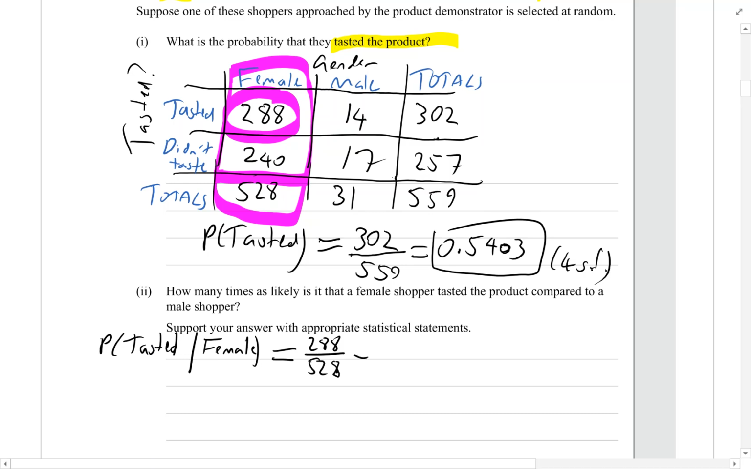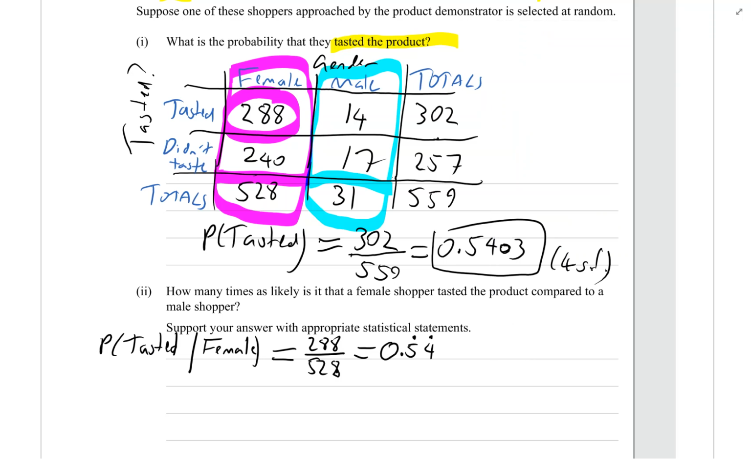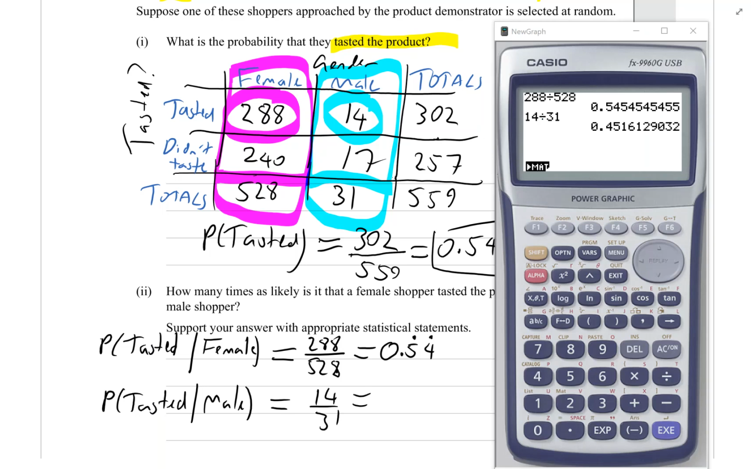which equals 0.54 recurring, around 55%. Okay, same thing for the males. So what's the probability that someone who we already know is a male tasted the product? So that's 14 out of the 31 males. So probability tasted given male was 14 out of 31, which equals 0.4516, etc.